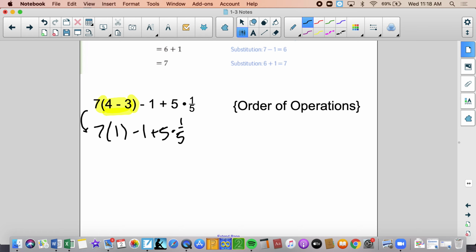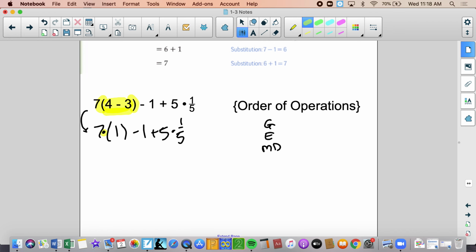Order of operations. Do I have any more grouping symbols? Remember, this is not grouping symbols right now. That's showing multiplication. So we don't have any grouping symbols. Do we have any exponents? Nope. Do we have multiplication or division? Yep, we have multiplication.